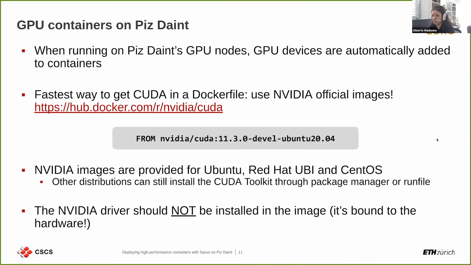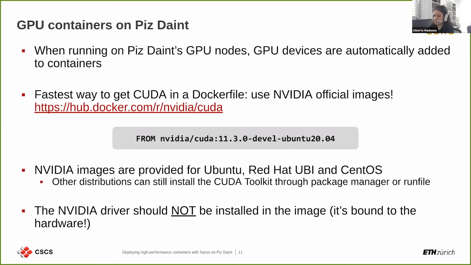It's worth mentioning that the NVIDIA official images are only provided for 3 Linux distributions: Ubuntu, Red Hat UBI, and CentOS. If you want to use different distributions as base images, you can still do so, but you will have to install the CUDA toolkit through more traditional ways, like through the package manager or the run file.